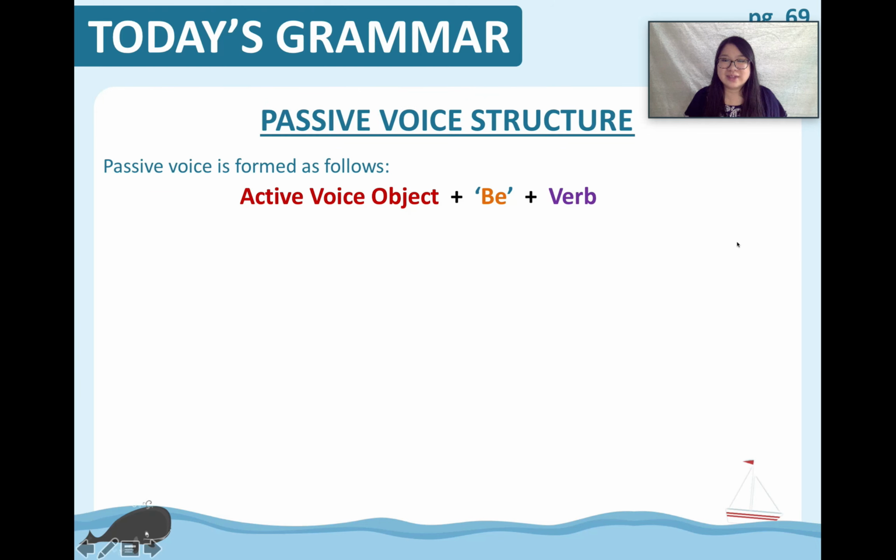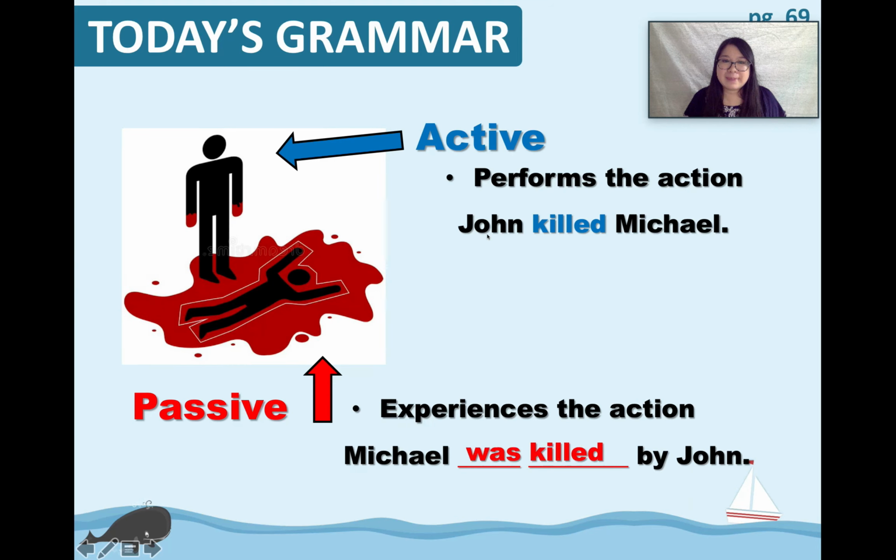Okay, so how can we construct the passive voice? Maybe you've started to notice the pattern. First, we're going to use the active voice object as the subject. So, in other words, let's look at our active sentence. John killed Michael. Michael is the object of this verb, killed. John killed what? John killed who? He killed Michael. Now we take this object and we make it the subject of the passive voice.